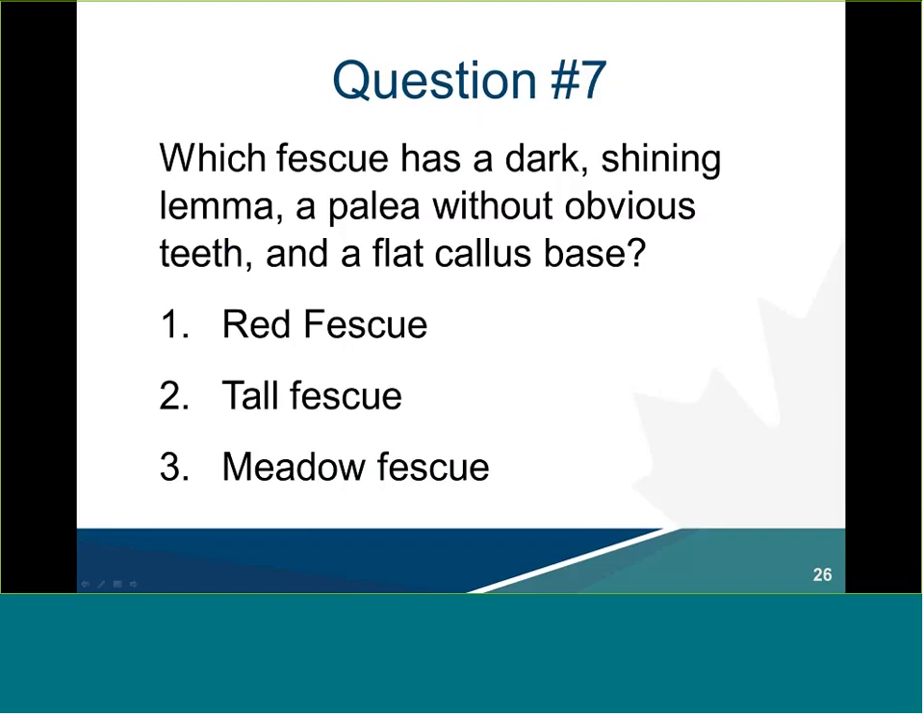Question 7. Which fescue of the three we've looked at has a dark, shining lemma, a palea without obvious teeth, and a flat callus base? It does flare at the sides, but it's flat at the base. Is it red fescue, tall fescue, or meadow fescue? Red. It is, believe it or not, meadow fescue.